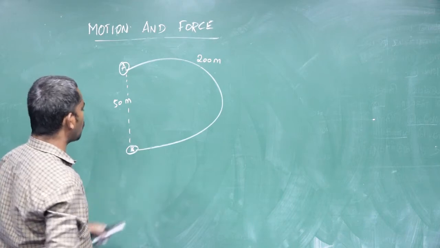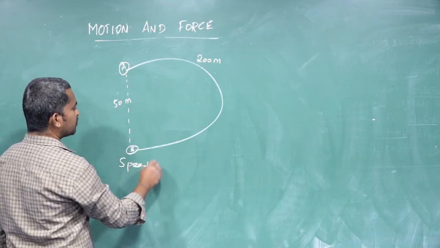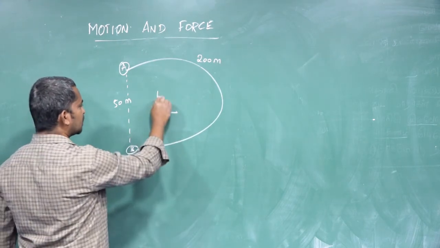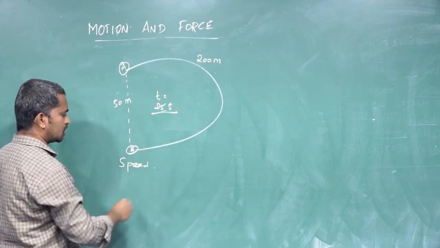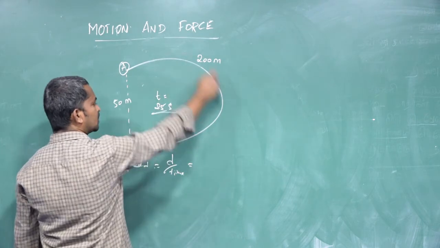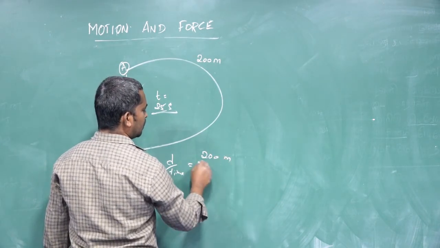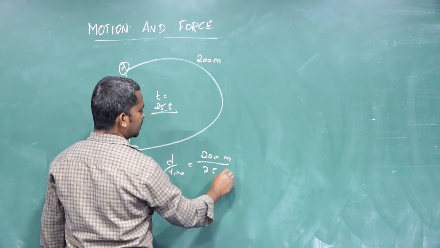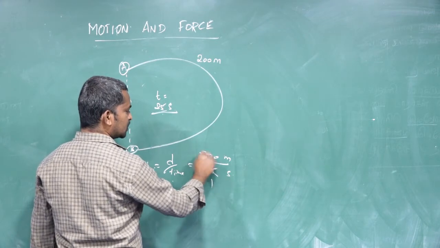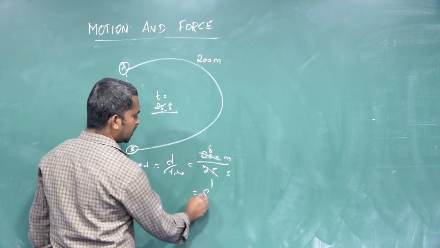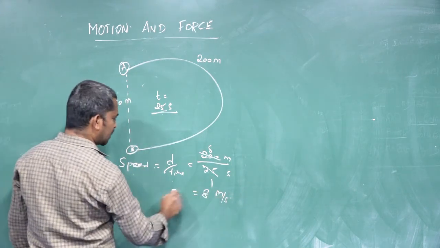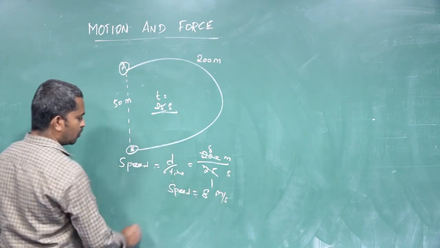I want to calculate this. What is the speed? The time period is 25 seconds. What is the speed and what is the velocity? Speed is equal to distance divided by time, which is equal to total distance 200 meter divided by time 25 seconds. So this is 8 meter per second. So 8 meter per second is the speed of the object. What is the velocity?